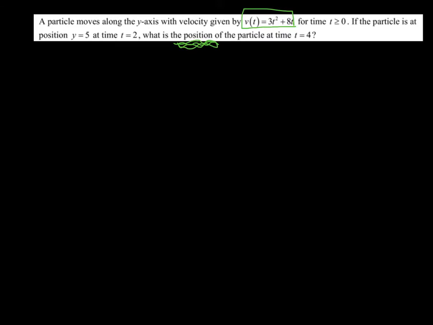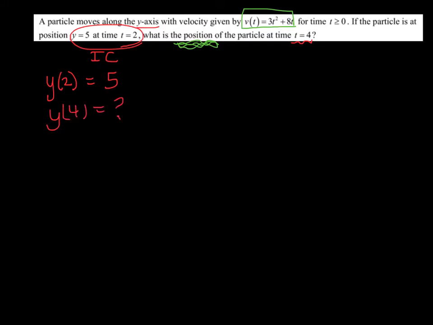All right, so now let's look at the question a little bit closer. It says if the particle is at position y equals 5 at time t equals 2. That right there is an initial condition. And they want the position of the particle at time t equals 4. So let's write down what we have. What's our initial condition? Well, that would be y of 2 equals 5. I used y because it says it's moving along the y-axis. So y of 2 equals 5, and I want y of 4, so that's unknown to me.